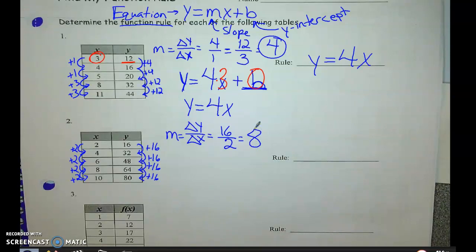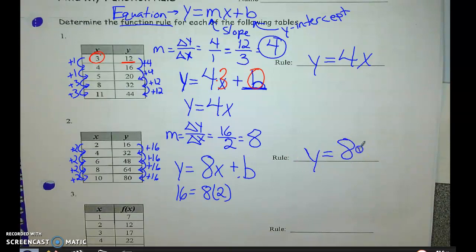So y equals, now we have 8x, and then we've got to figure out, is there something out here for b? Do we have to have something here? Okay, so we've got to figure out what the b equals. So to be able to do that, we're going to substitute. So let's take our 2 and plug it in. Okay, well, if I say 8 times 2, well, that equals 16. I don't need to add on anything. So our b is going to be 0, and that leaves us just with y equals 8x.